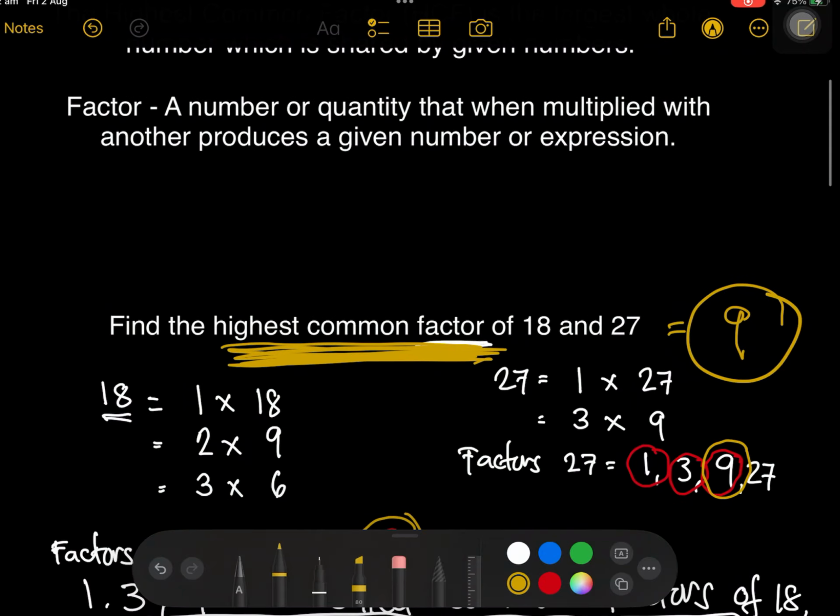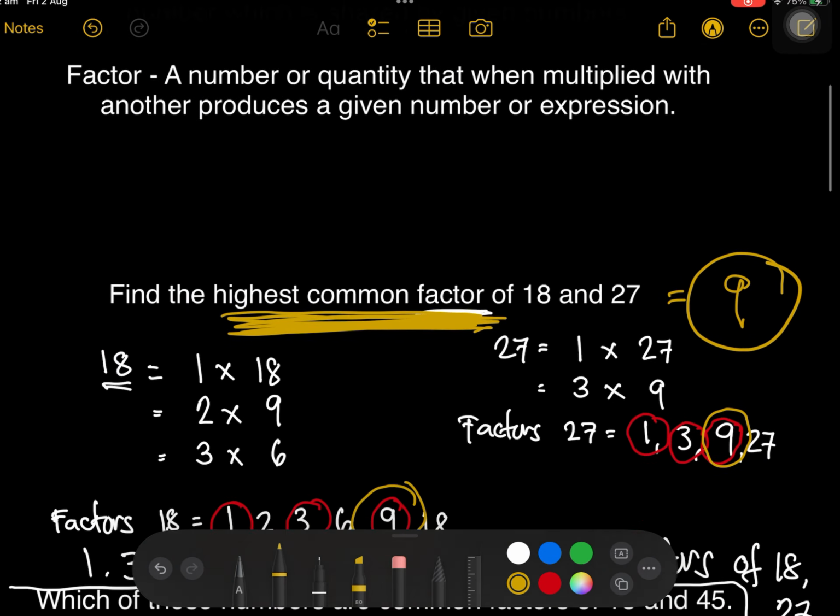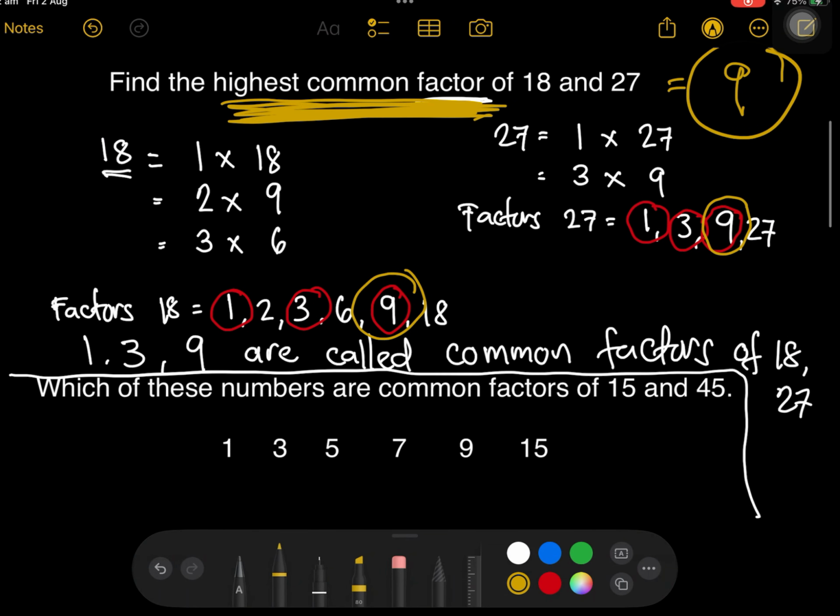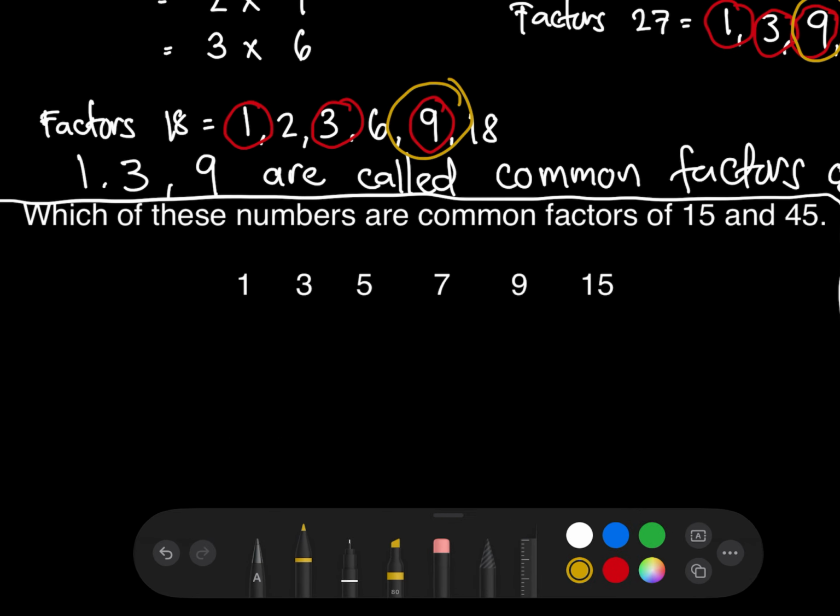So that's how highest common factors work. For all the beginners who are learning this lesson, this is the basic way on how to find the factors, the common factors, or the highest common factor of given numbers.